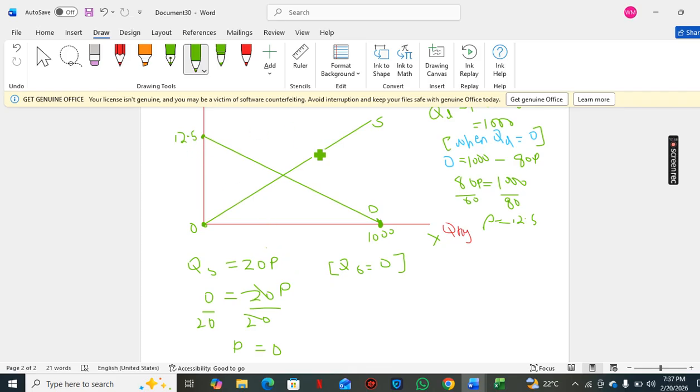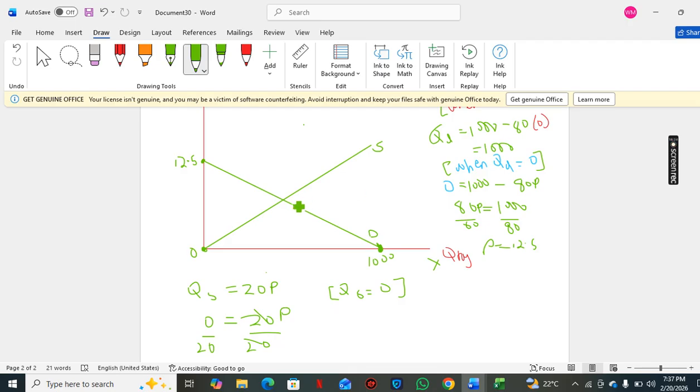Since the supply line is not cutting the x-axis, that's why we haven't done when P equals 0, okay colleagues? The supply line is not cutting this x-axis, this horizontal line. That's why we only did when QS equals 0. This is how you draw the curves.